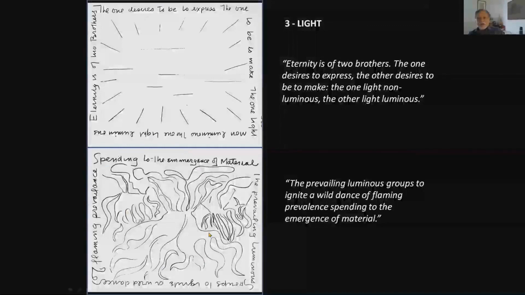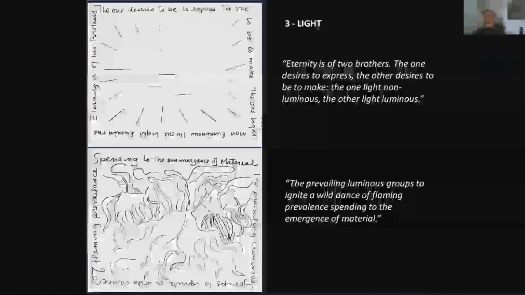And in the same way, he shows a kind of a flaming dance of light, so to speak. And then he writes around it, the prevailing luminous groups to ignite a wild dance of flaming prevalence, spending to the emergence of material. Poetic. Difficult to understand at first, but let's give it a try.